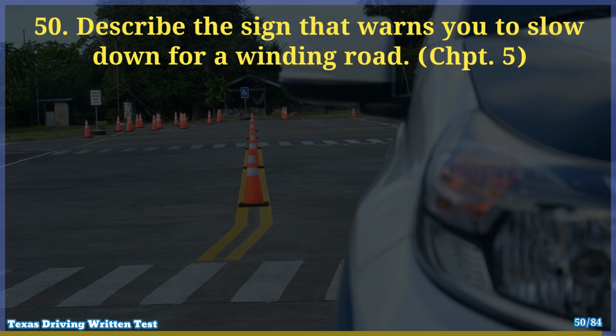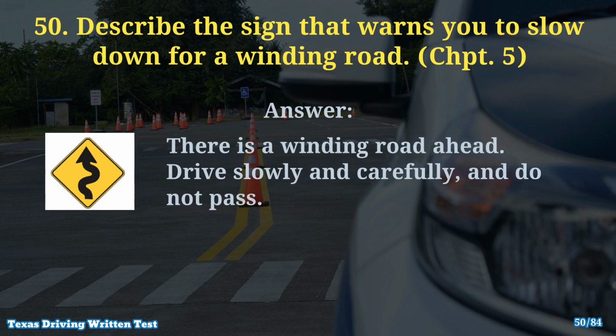50. Describe the sign that warns you to slow down for a winding road. Below is the sign. This sign means there is a winding road ahead, drive slowly and carefully, and do not pass.